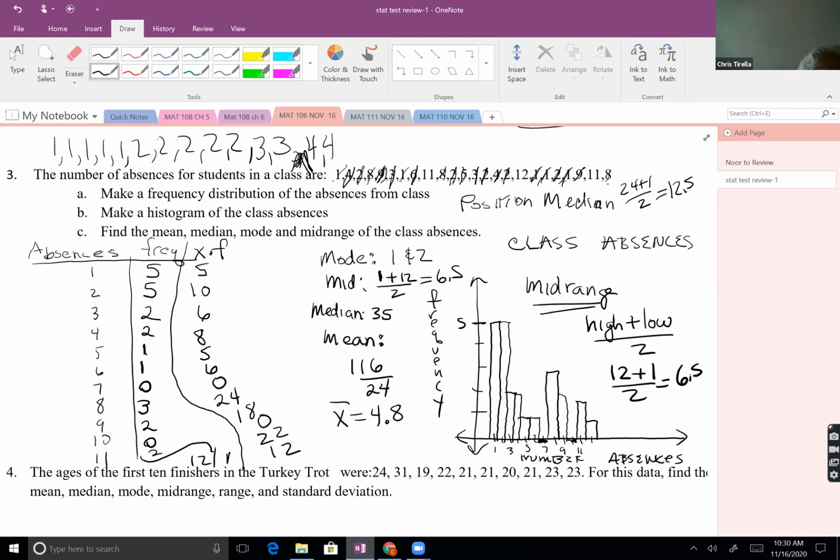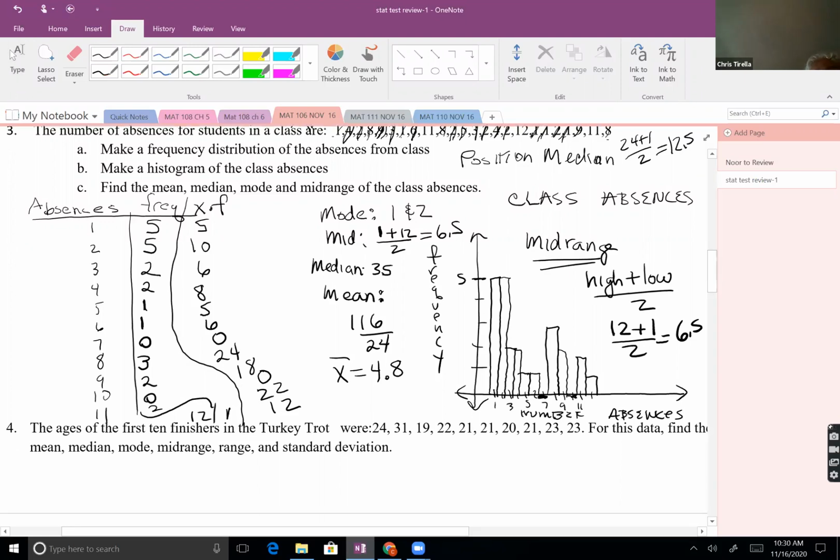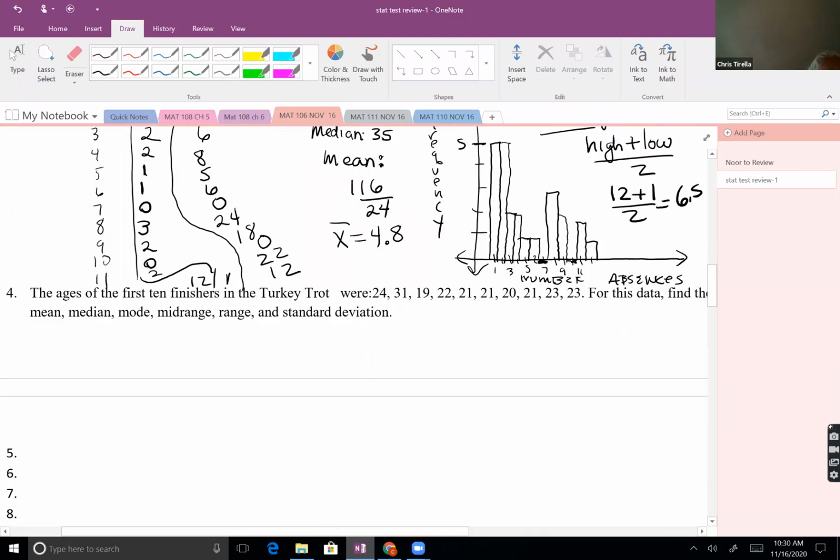How's that question? It sounded a lot harder than what it actually was. That's my personal opinion. You're going to have to draw a histogram, and then you're going to have to find mean, median, mode, mid-range, and standard deviation also, which is what question 4 does. So there's a little bit of repetition between question 3 and 4 here. I don't think there's as much repetition on the actual test.